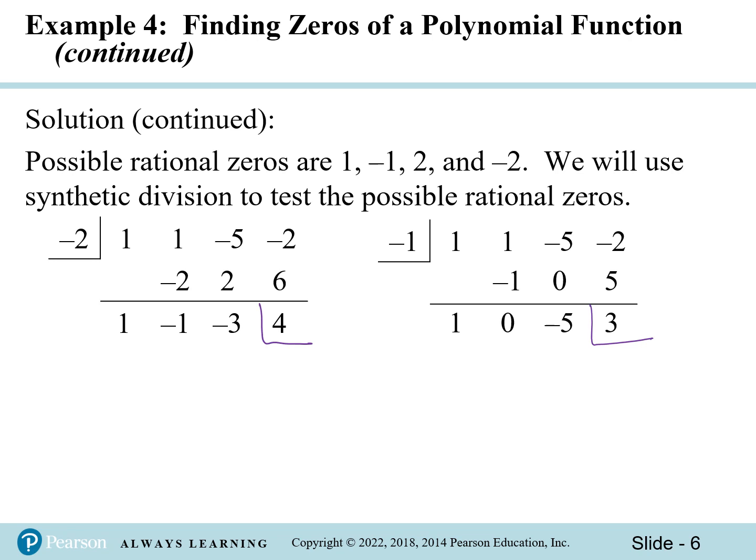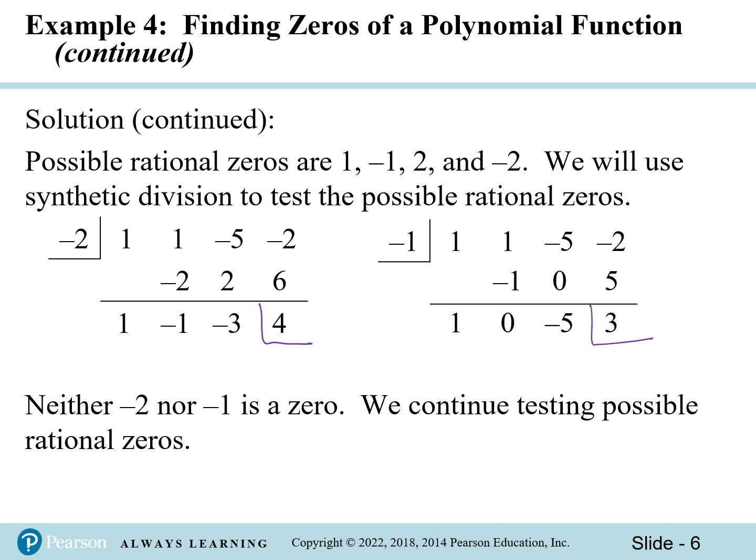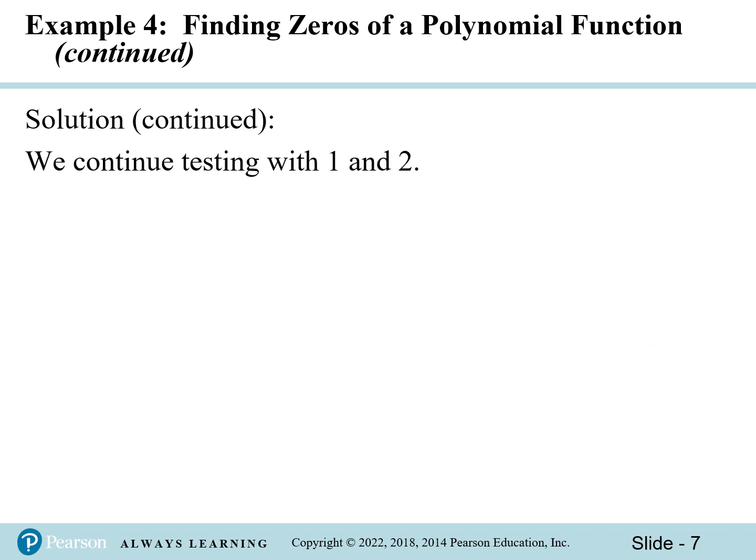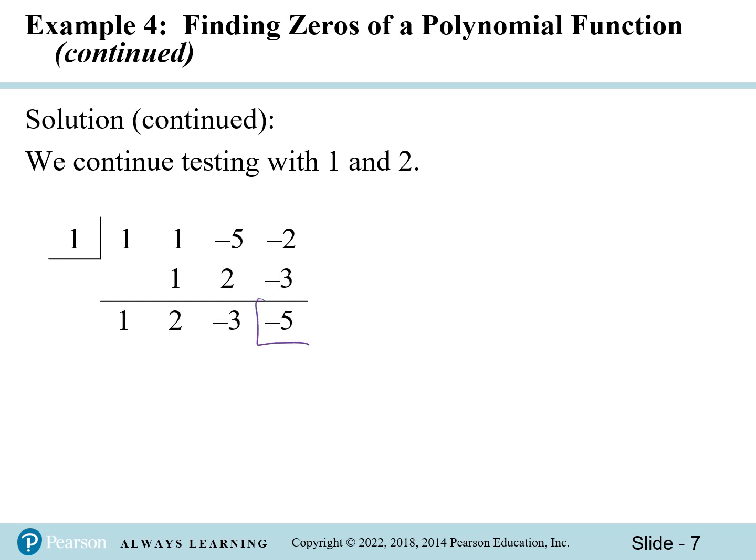So neither one of those works. Neither -2 nor -1 is a 0. So we continue testing possible rational zeros. Now we're going to try 1 and 2. If I do 1, again I go through the process, I end up with -5, and that's not 0. So my last one is 2. This has to work. If it doesn't, then we did something wrong. And lo and behold, it works because my remainder is 0.